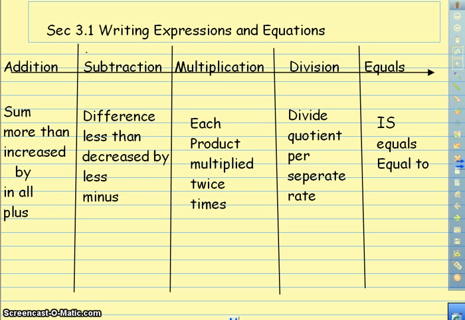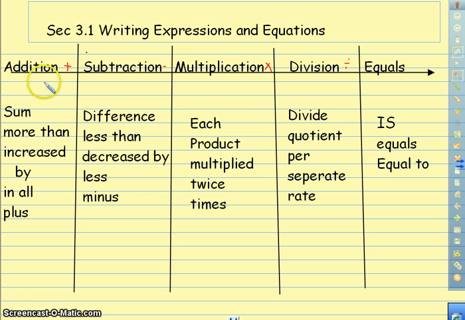So what this chart does is it breaks it up between our four operations: addition, subtraction, multiplication, and division, and then you also see it has the equal sign. So what we're doing is talking about verbal expressions, so verbal ways to write equations.